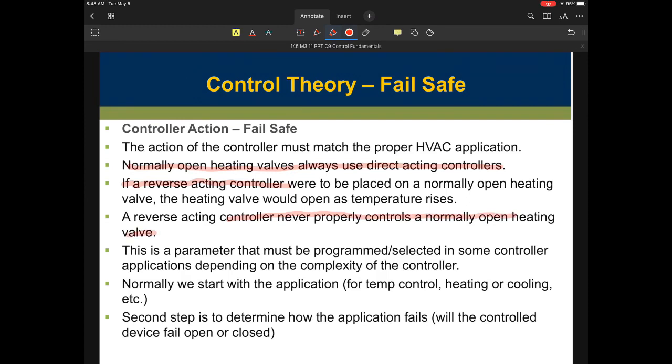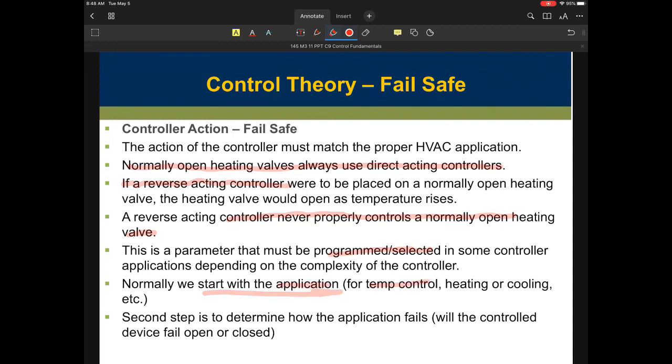That would be the exact opposite of what you want, so it's really rarely ever going to be done that way. I just put a note in here that a controller never really properly controls a normally open heating valve with a reverse acting system. It just wouldn't do that. And in this particular case, the parameter has to be programmed or selected in some of the controllers, as I talked about. So that's related to the control action.